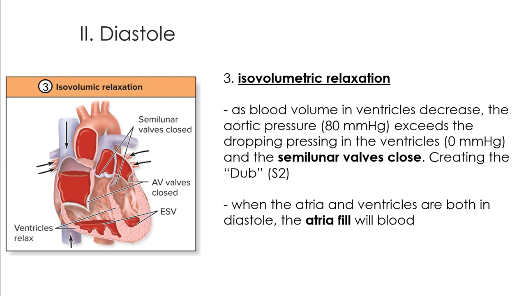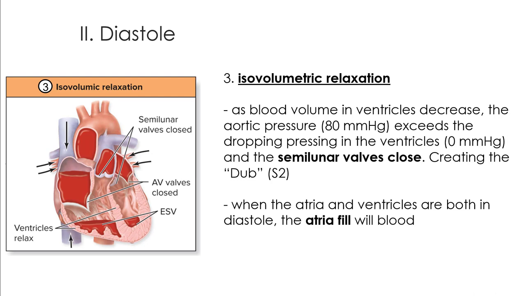But once we hit 80 millimeters of mercury and get lower, now the blood in the great vessels is under more pressure. It's going to push to return to the ventricles. And that's going to fill those pockets of the semilunar valves, and that's going to close those valves, each one, the pulmonary as well as the aortic semilunar valves. And that creates the second sound, S2 of our heartbeat, the dub sound. And that's because the blood is trying to move backwards. As the ventricles expand, the pressure decreases, and the blood tries to move backwards, but it's prevented from doing so because of those semilunar valves.